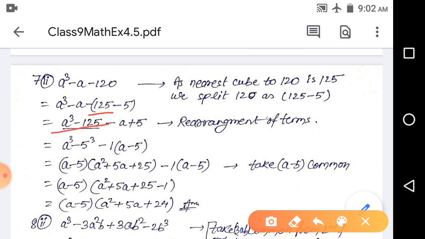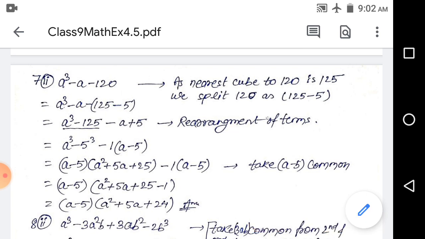See what we got here, the difference of two cubes, because 125 is the cube of 5, so it is written here as a cube minus b cube. For these two terms, see this line again. Here we have this minus and this minus 5, so when this minus and this minus 5 are multiplied together, we will have a plus 5.